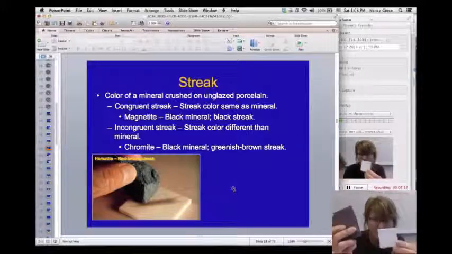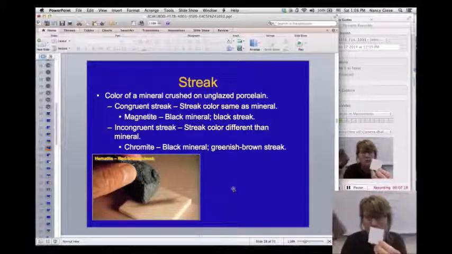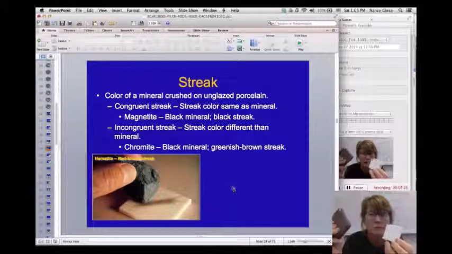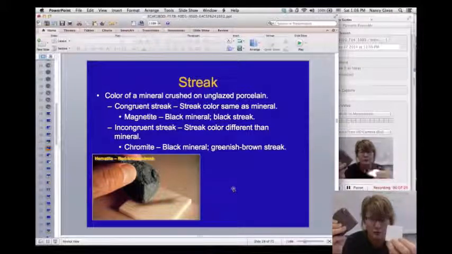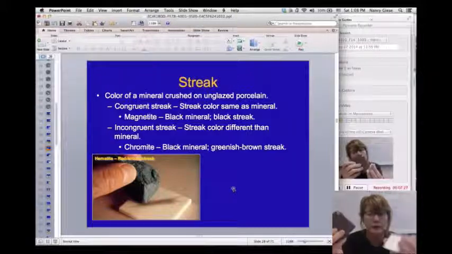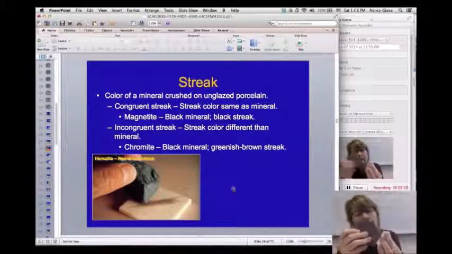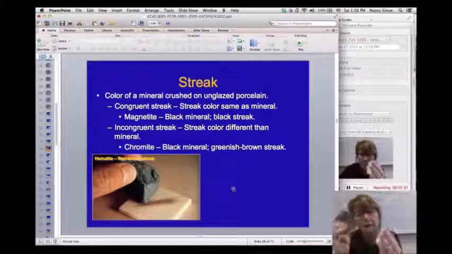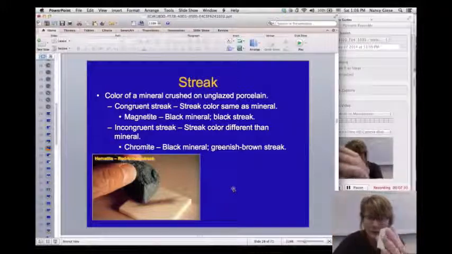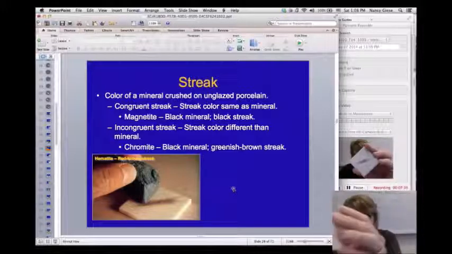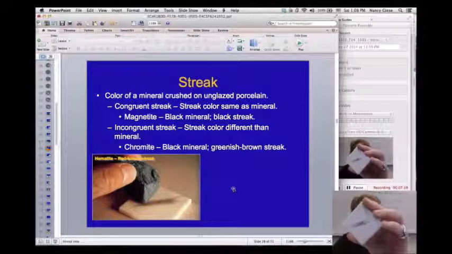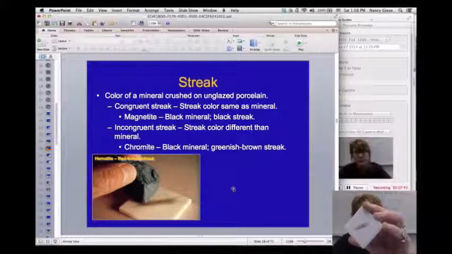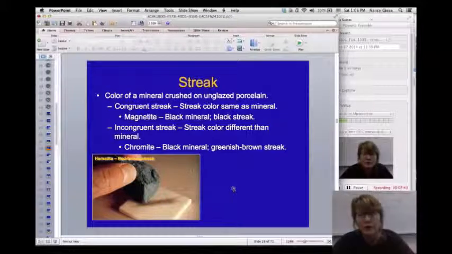But no matter the hand sample color of the mineral, if we use a ceramic plate and we rub the mineral on the ceramic plate, as long as the mineral is not harder than the plate, then it will leave a powdered streak of the mineral. So I'm going to do that here. I'm going to take the mineral and rub it a little bit on the plate. And so we have this nice rusty brownish reddish streak left behind by the mineral.